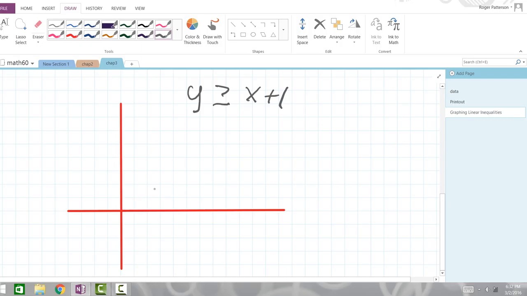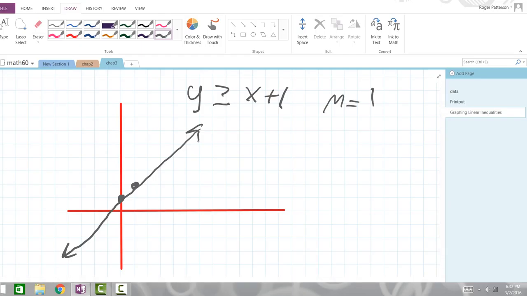So what's the slope? 1. Slope is 1. Good. What's the y-intercept? 1. So I'm going to go up to 1, put a dot there, and then rise over run. How much do I go up? I'm going to go up 1 and over 1. There's my line right there. Now, here's the problem I have to figure out, though. I need to know which way I'm going to shade, above or below that line.